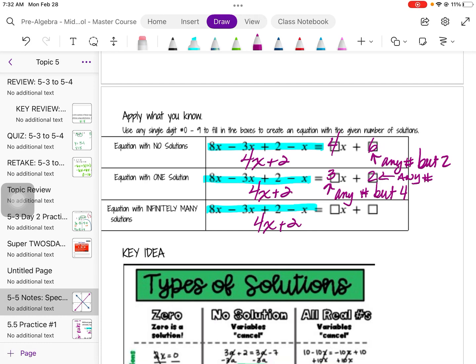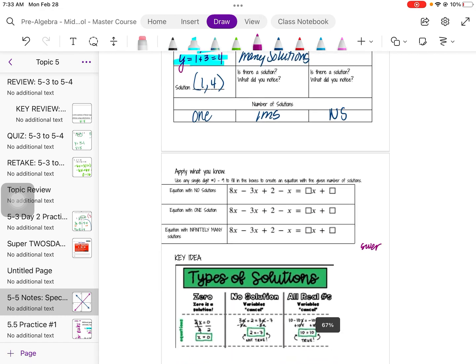And then, of course, in order to be infinitely many solutions, those two equations have to be exactly the same, okay? So this one only has one answer, okay? You can only have 4x plus 2 because they have to be identical.